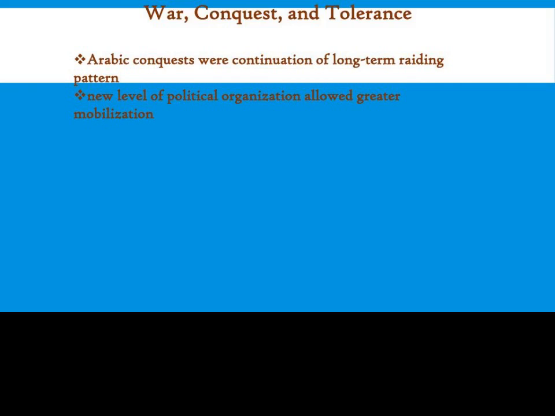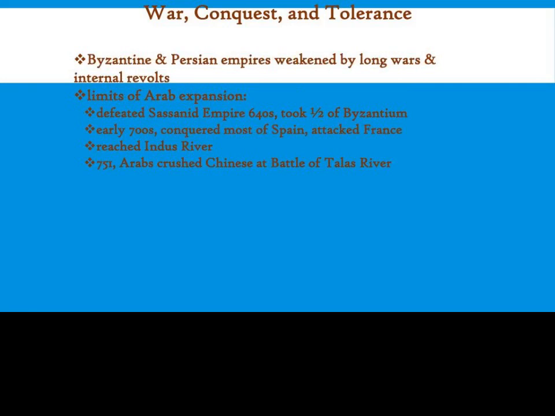There was a new level of political organization that allowed for greater mobilization within those Arab communities. The Byzantine and Persian empires had been weakened by long wars and internal revolts, but there were limits of Arab expansion. Still, they defeated the Sassanid Empire in the 640s and took half of Byzantium. In the early 700s, they conquered a lot of Spain. Like I said, they attacked France, and they reached the Indus River Valley all the way in India in the east.